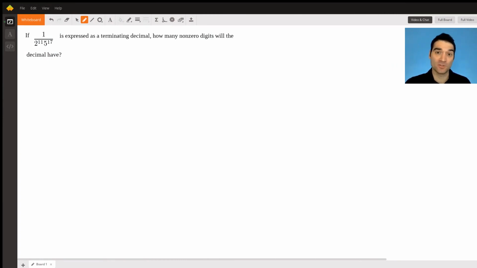To that end, I have a practice question that we can tackle together here, straight from the horse's mouth. This is official GRE material, so let's take a look. If 1 over the quantity 2 to the power of 11 times 5 to the power of 17 is expressed as a terminating decimal, how many non-zero digits will the decimal have?